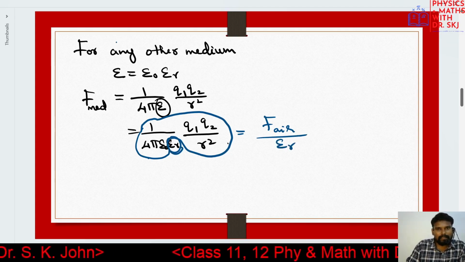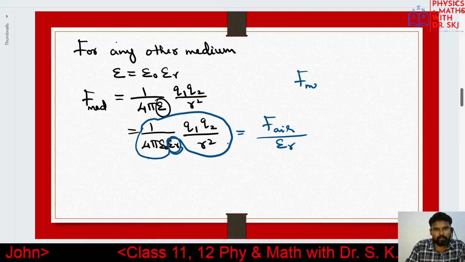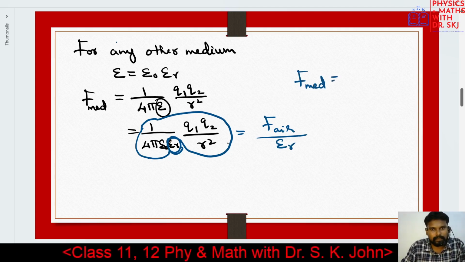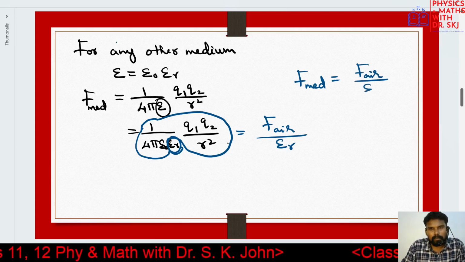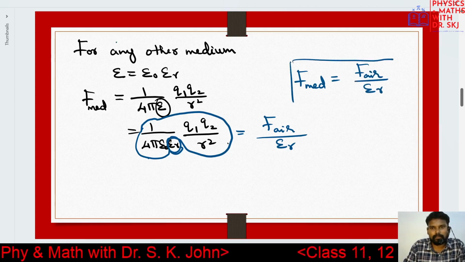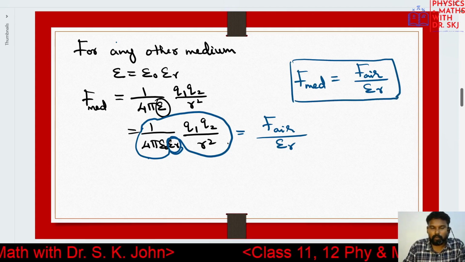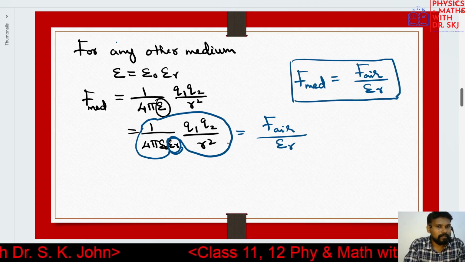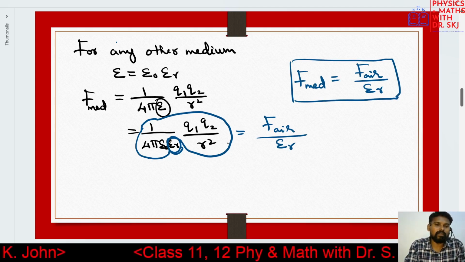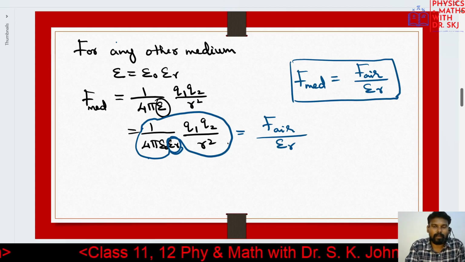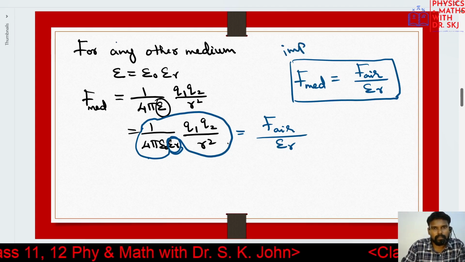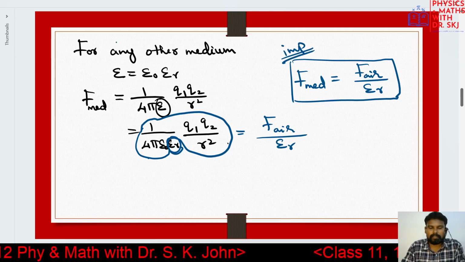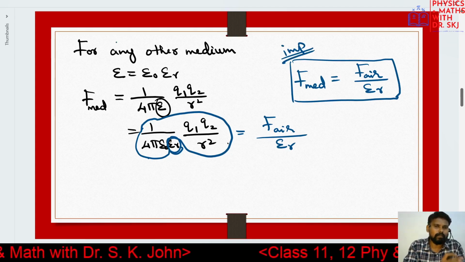So we can write this as an equation that is useful for doing some questions. F air divided by epsilon r. You have to learn this formula by heart. You have to learn Coulomb's law, the statement, by heart. Okay, the equation of relative permittivity, which is epsilon r equal to epsilon by epsilon 0, all those things. This also is an important equation. So learn this equation by heart, write these formulas in formula book.